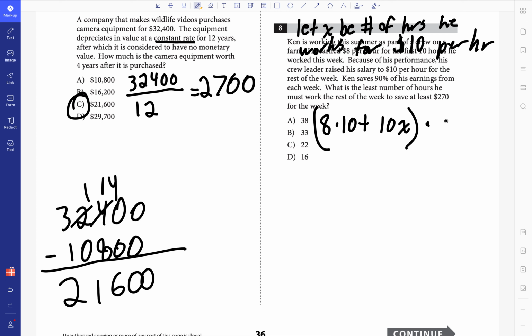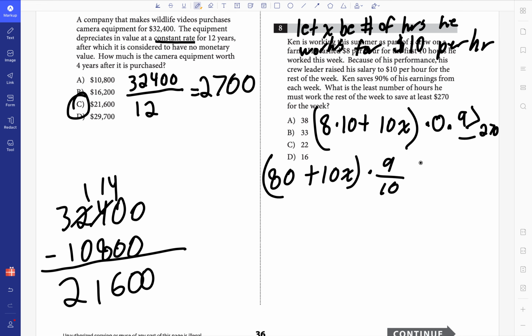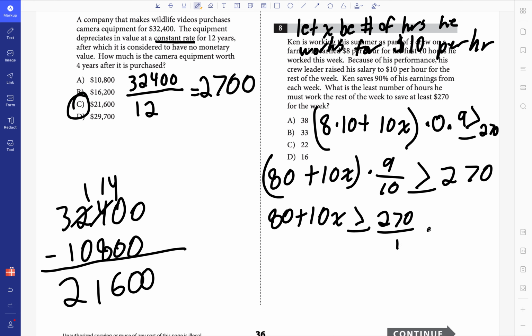And he plans on saving 90% of his earnings, so 0.9. And that has to be greater than or equal to $270. Okay? So first, let's simplify this. 8 times 10 is 80 plus 10x. Now I'm going to write this 0.9 as 9 over 10, and you'll see why in a minute. And this has to be greater than or equal to 270. Therefore, 80 plus 10x has to be greater than or equal to 270 times 10 over 9, because we're multiplying by the reciprocal to get rid of this 9/10 on this side.